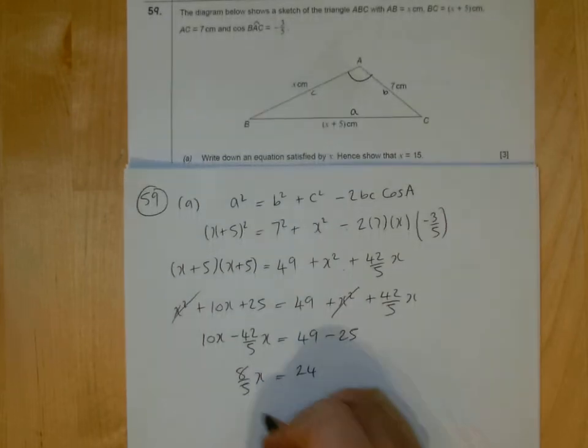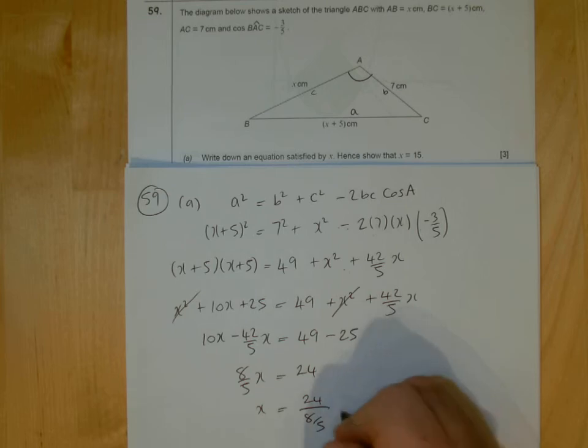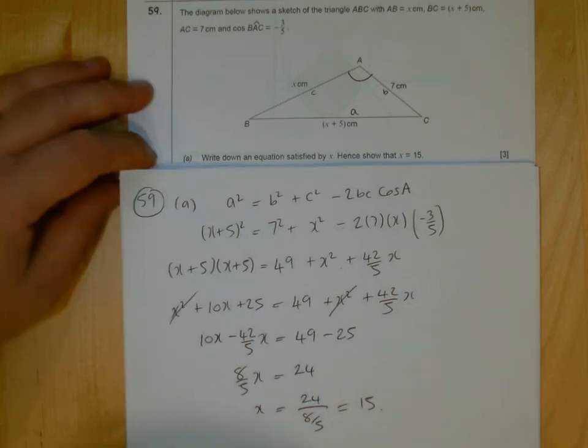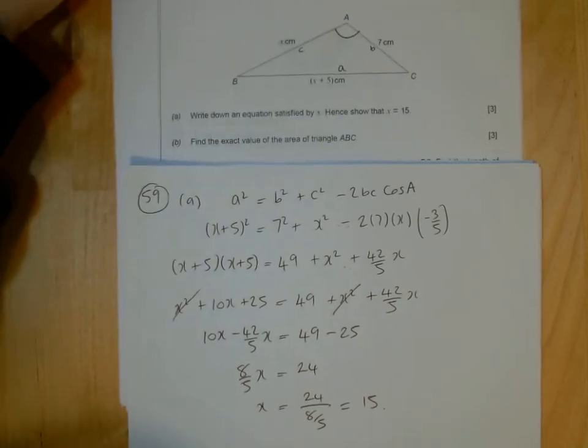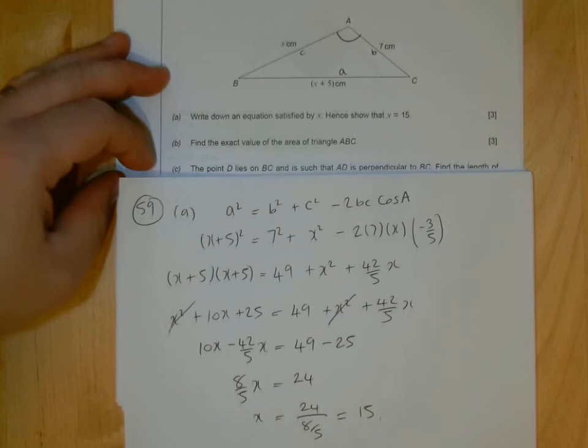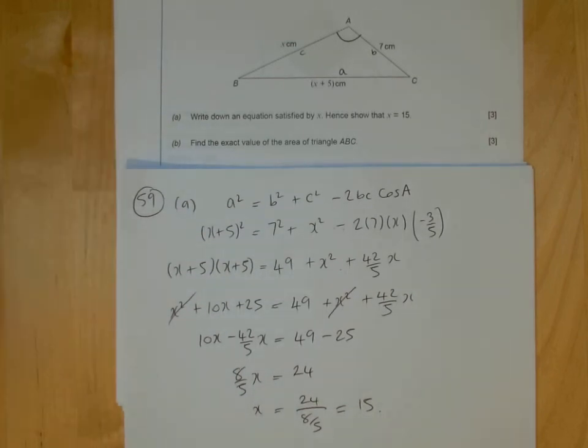And then of course to get x, what we're going to do is take that fraction over. So 24 divided by 8 over 5 comes out to be 15, as required. So we've got our x to be 15. Part B then says find the exact value of the area of triangle ABC.